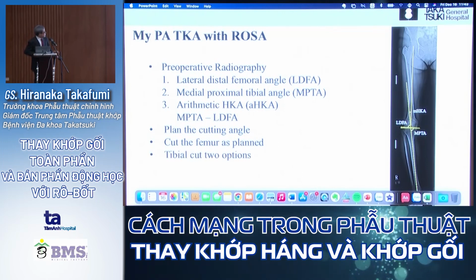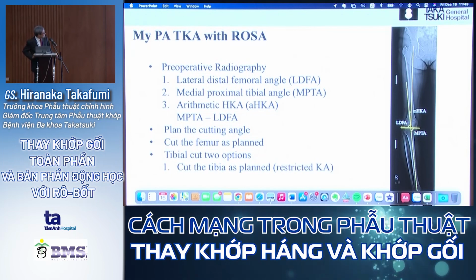Then decide the cutting angle and cut the femur as planned. Sometimes I make some restriction to set the LDFA 5 degrees in valgus to the 0 degrees in varus. Then cut the femur as planned and then cut the tibia. There are the two options.